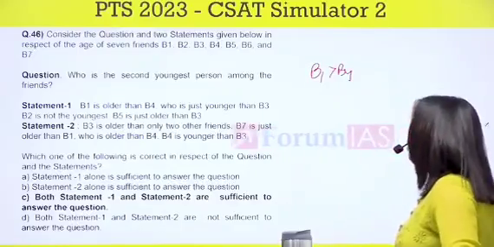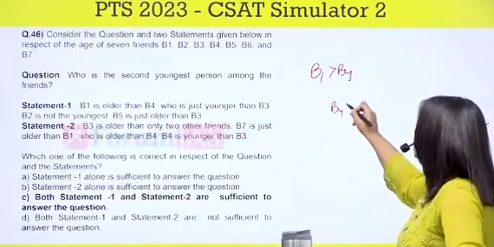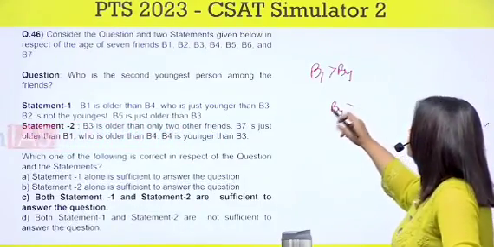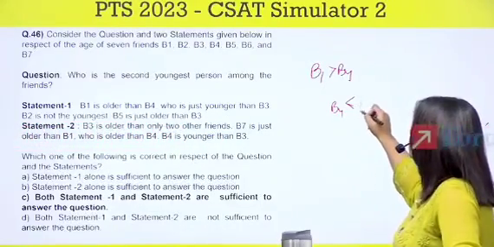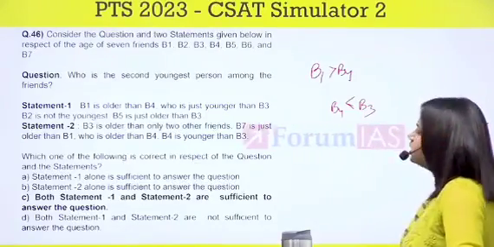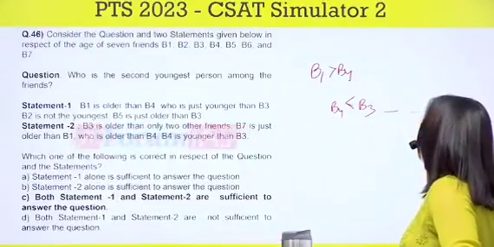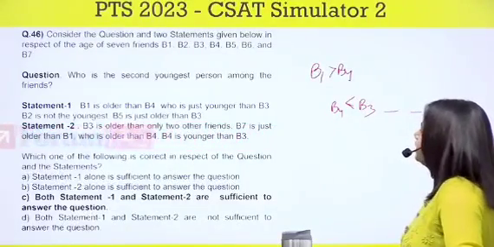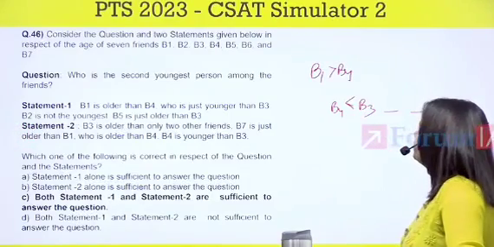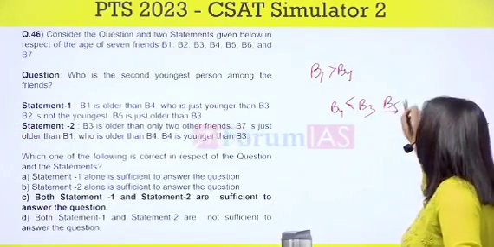So if I put them in order, then B4 is just younger than B3, right? But B1 is older than B4, so B1 will be somewhere early on. B1 can be anywhere, right? Then B2 is not the youngest. B5 is just older than B3, so B5 will be here, right?